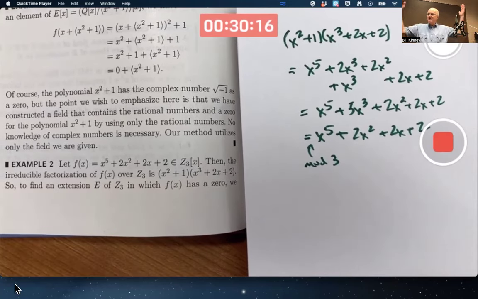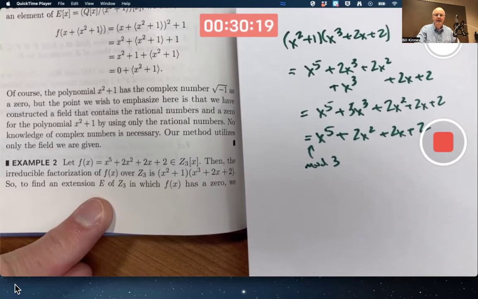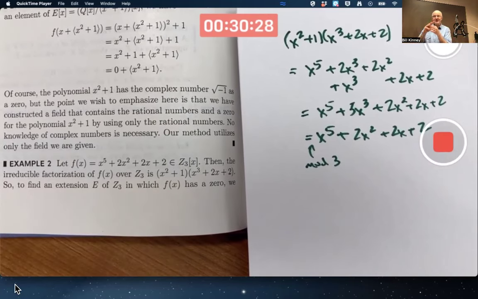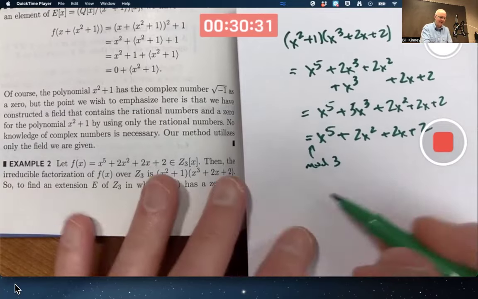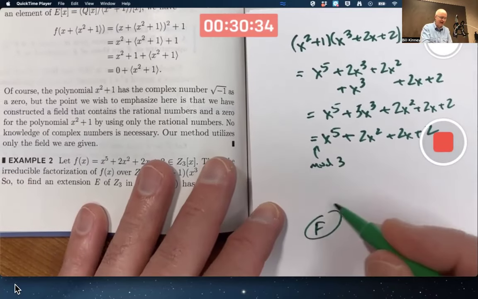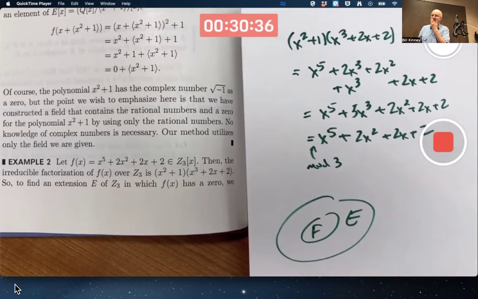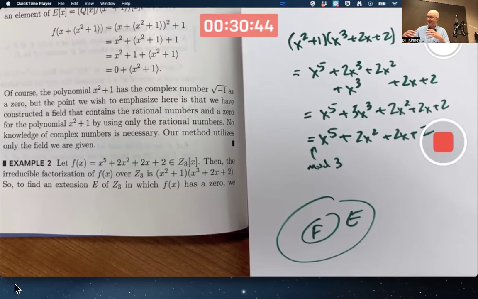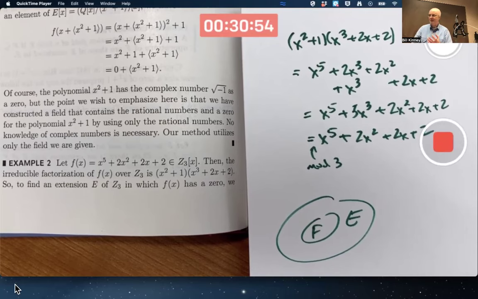But can we find an extension field, E of Z3, in which this polynomial does have at least one zero? So Z3 is kind of a small field, just 3 elements. That's your F. You're trying to find an extension field E that's bigger, in which this polynomial does have zeros. We're hoping that we can generalize such examples to prove powerful things about solving polynomial equations. But we need to work with the examples first.